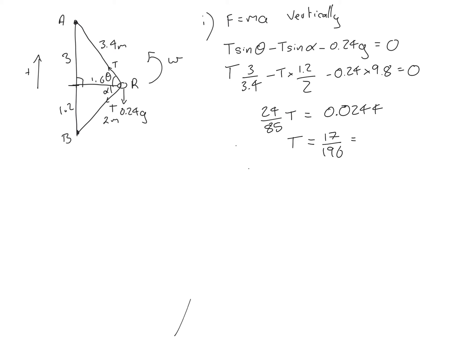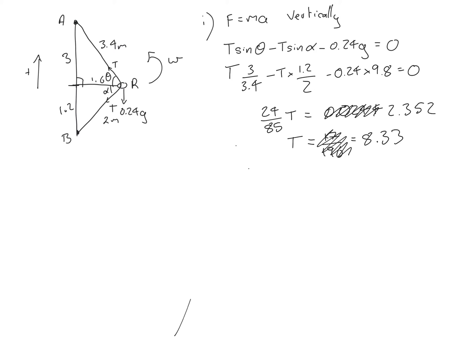This should be 8.33. That doesn't look like 8.33 to me. 9.8 times 0.24 divided by 25 divided by 85. 8.33, sorry. I think that's wrong. That's definitely wrong. 0.24 times 9.8 is 2.352. There we go. Okay.